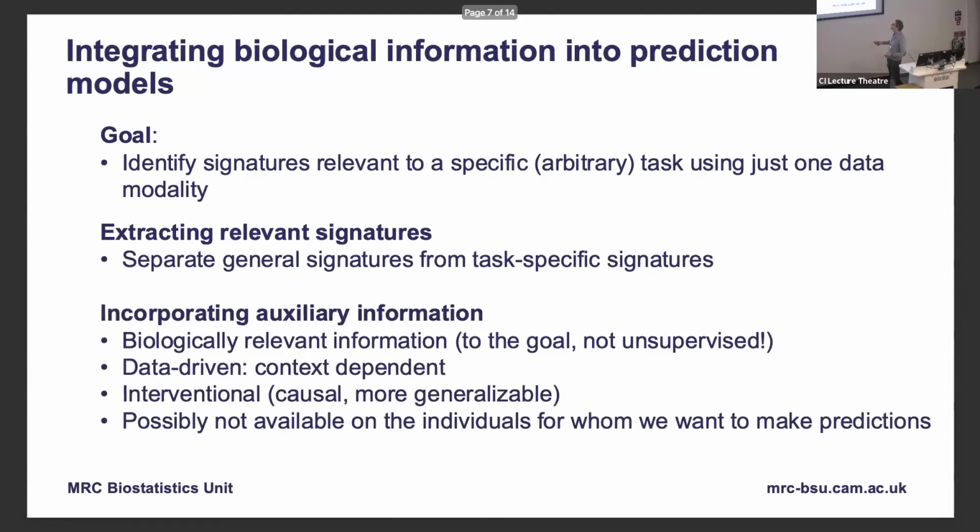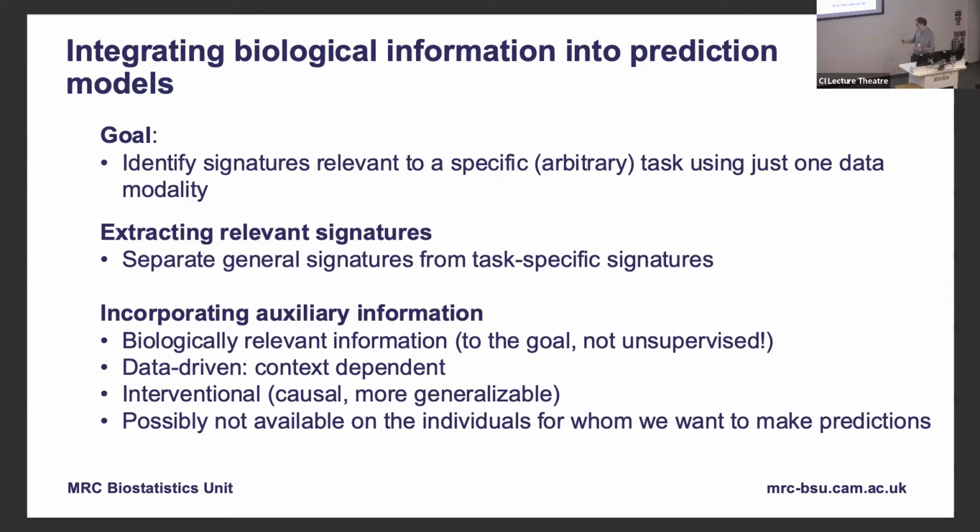And how do we plan to do that? Well, the idea is to integrate auxiliary information. We want this auxiliary information to be biologically relevant and data-driven. That is, we don't want to be using general data sets like the pathway data sets, which might reflect general biology that might not be interesting for the task that we are using. We would like it to be more generalizable, of course, and interventional, causal, if possible. And very importantly, this auxiliary information might not be available for the individuals from whom we want to make the predictions. We want to stick to just one data modality.